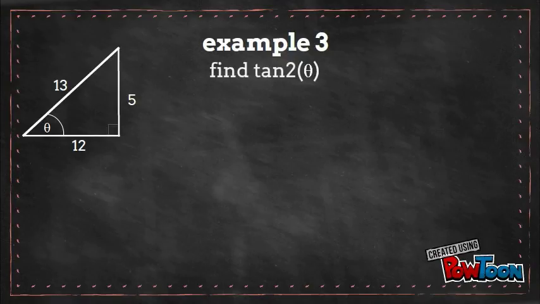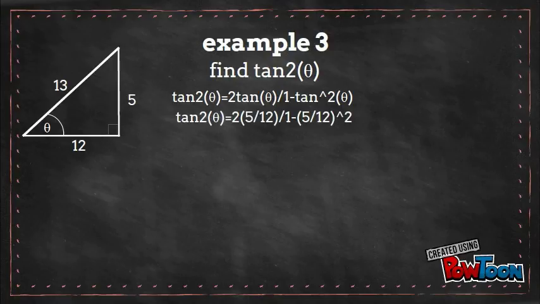In the third and final example, we will be solving for tangent of 2 theta. Again, we must convert tangent of 2 theta into one of the equations from the beginning of the video. Tangent of 2 theta is equal to 2 tan theta over 1 minus tangent squared theta. Because we know that tangent is opposite over adjacent, we can replace all the tangents in our formula with 5 over 12. So now our formula will read tangent of 2 theta is equal to 2 times 5 over 12 over 1 minus 5 over 12 squared.